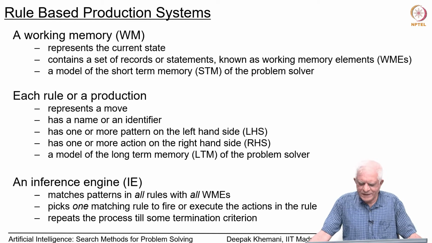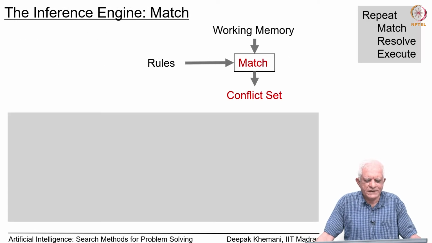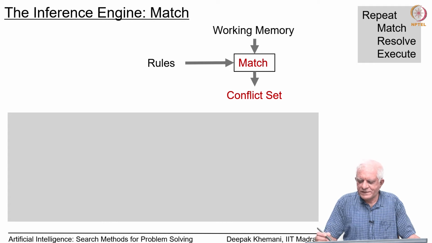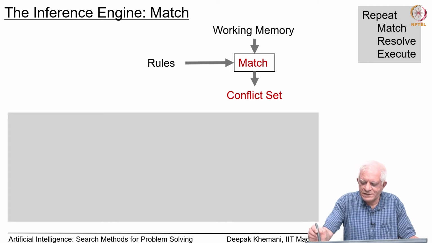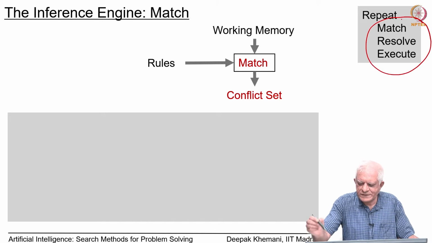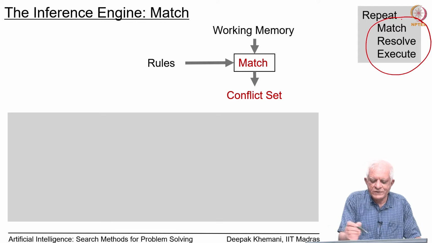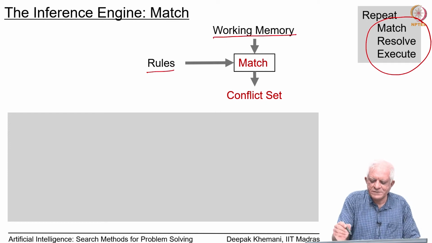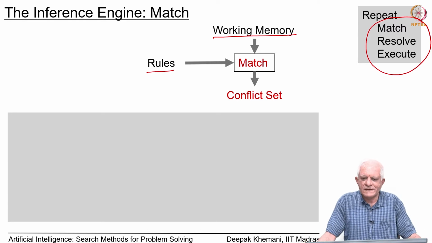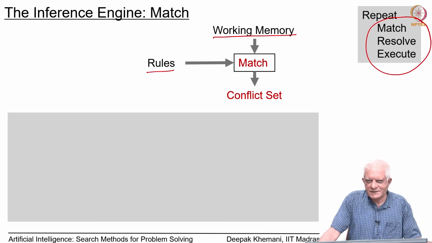So, let us look at that in a little bit more detail now. The inference engine, as I said, is a cycle which repeats this process. The first step is called match, in which, as depicted here, you take a set of rules, you take the working memory, apply the match algorithm, and what you get is something called a conflict set essentially. So, that is the first of the three steps that we do, and that is called match essentially.